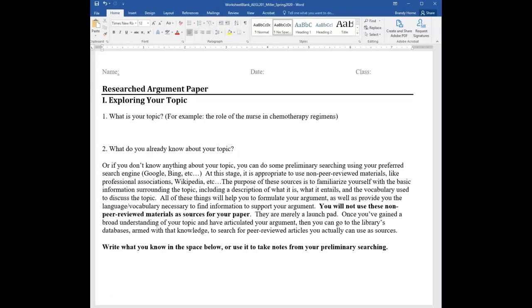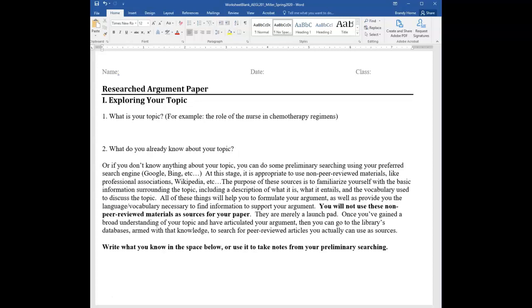The first step of the research process is to identify your topic, right? You're supposed to pick something from your field of study, what you're going to major in. So the sample topic provided by your professor: the role of the nurse in chemotherapy regimens. Okay, so maybe that is my general topic. Your topic is the general thing that you're interested in exploring.